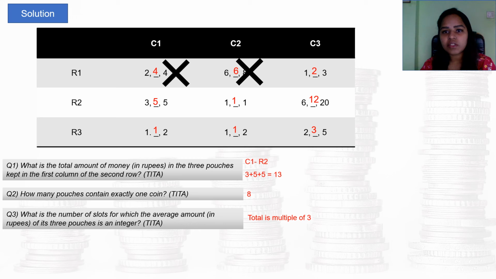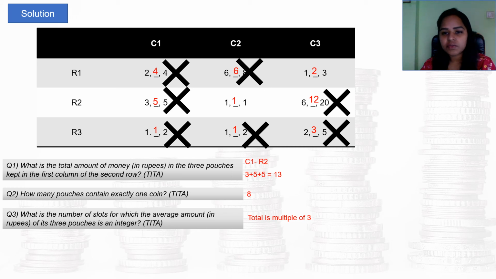Row 1, column 3, 1 plus 2 plus 3. It's a multiple. Row 2, column 1, 5 plus 5 plus 3, 13. No, it's not a multiple of 3. Row 2, column 2, 1 plus 1 plus 1. It's a multiple of 3. Row 2, column 3, 6 plus 12 plus 20. 6 and 12 are multiples of 3. 20 is not a multiple of 3. Row 3, column 1, 1 plus 1 plus 2. No. Row 3, column 2, 1 plus 1 plus 2 again. No. Row 3, column 3, 2 plus 3 plus 5. No. So in total we have only 2 slots which are multiples of 3, where the average is an integer, that is column 2, row 2 and column 3, row 1.